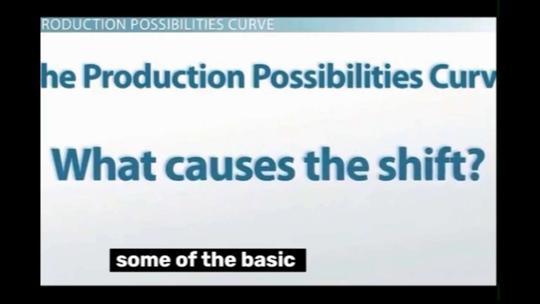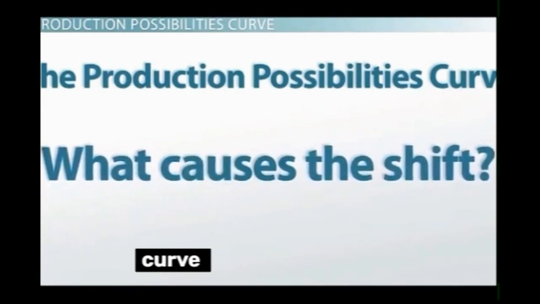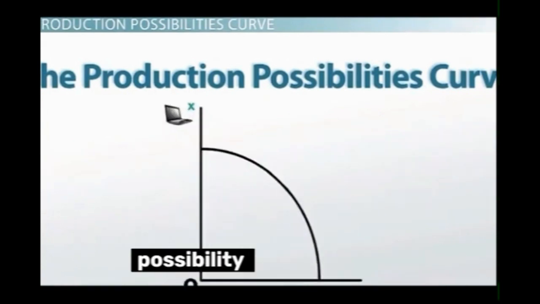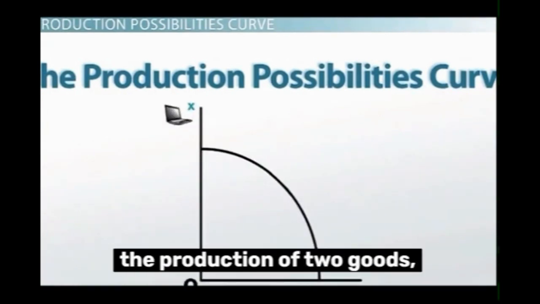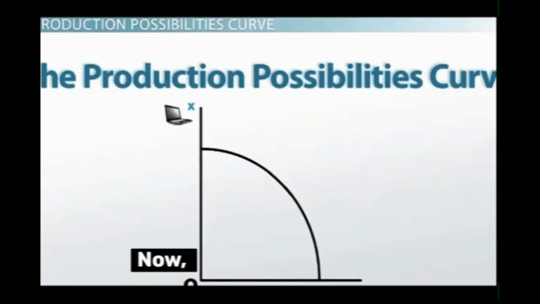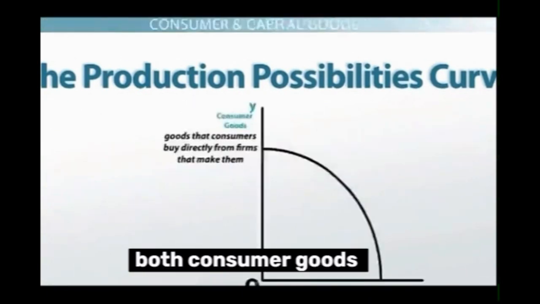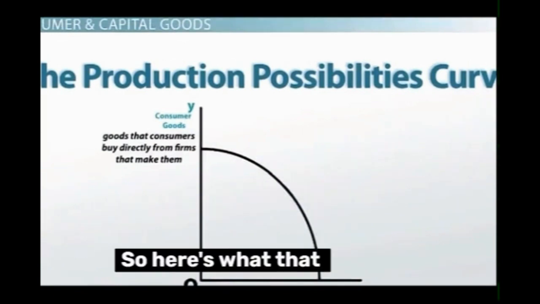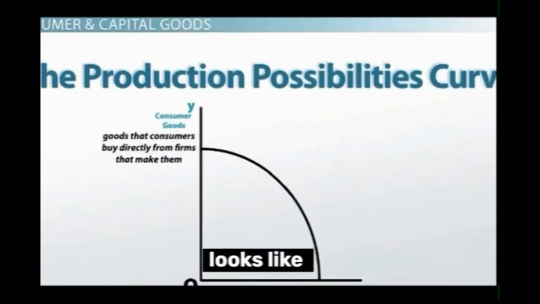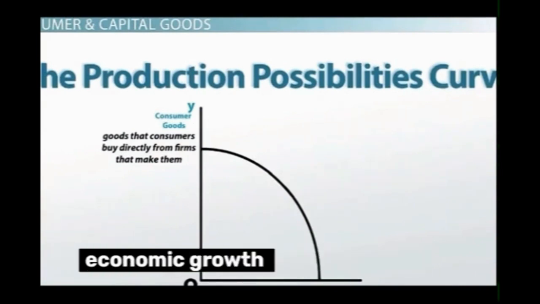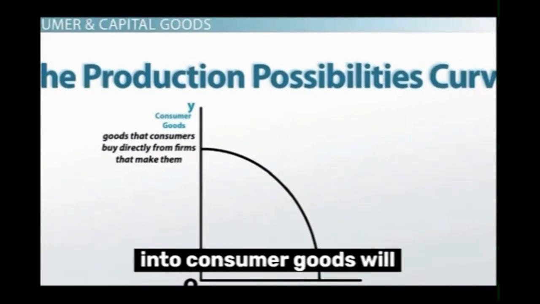Before we answer this, let's review some of the basic ideas about the production possibilities curve using two types of curves. Let's say we have a production possibility curve showing the production of two goods, cars and computers. Now, economists also use the PPF model to illustrate two categories of goods, both consumer goods and capital goods. So here's what that PPF curve looks like. In any economy, investments into capital goods will do more to increase economic growth than investments into consumer goods will.